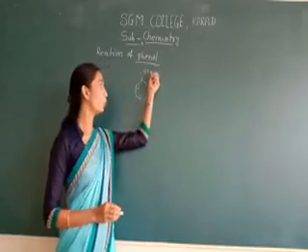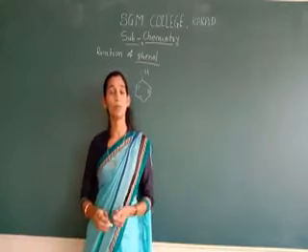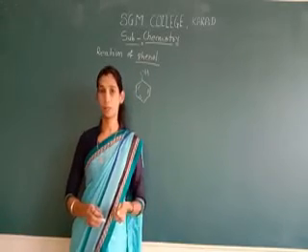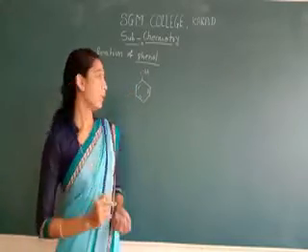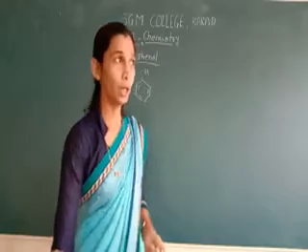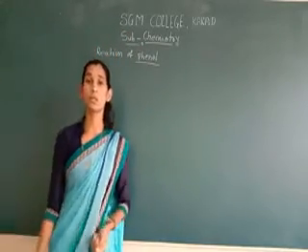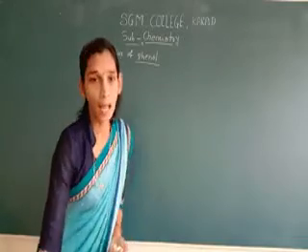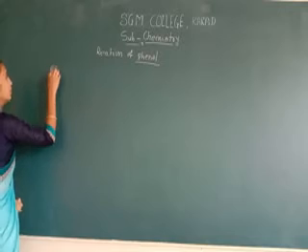The OH group directs the incoming group to the ortho as well as the para position of the compound. They will attach there. There are different reactions we discuss in this lecture. The first reaction of phenol is halogenation of phenol.